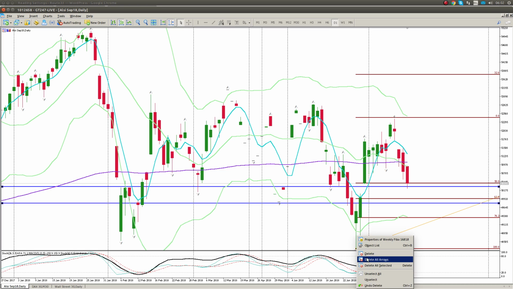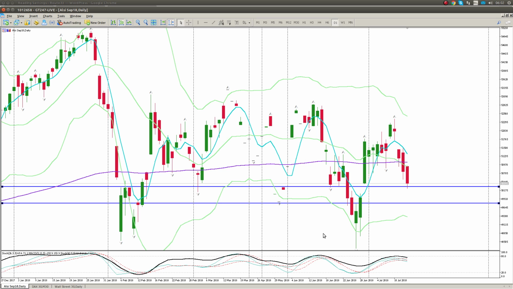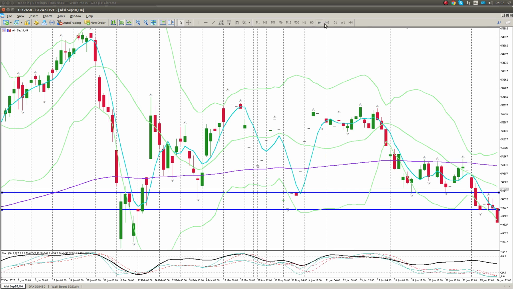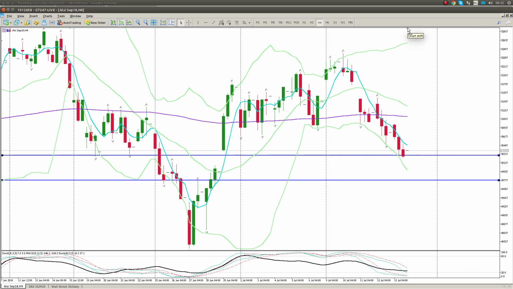I just want to delete that Fibonacci, and let's leave the levels there. Right, so let's just get down to the levels that we can trade. I don't think there's much on the 4 hour. You can see the oscillator is starting to group at the bottom.